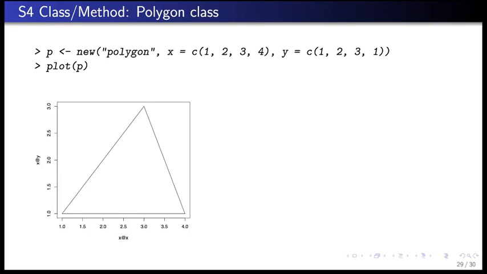When I call plot on p, the generic function plot will check the class of my object. In this case, the class is called polygon. It will look for a method that's defined for that. Indeed, I have already defined one, so it calls my method. And you can see that when I call plot, it connects all the dots and draws my little polygon right here, as expected. So that's the basic idea in terms of defining a class and defining a method for that class.